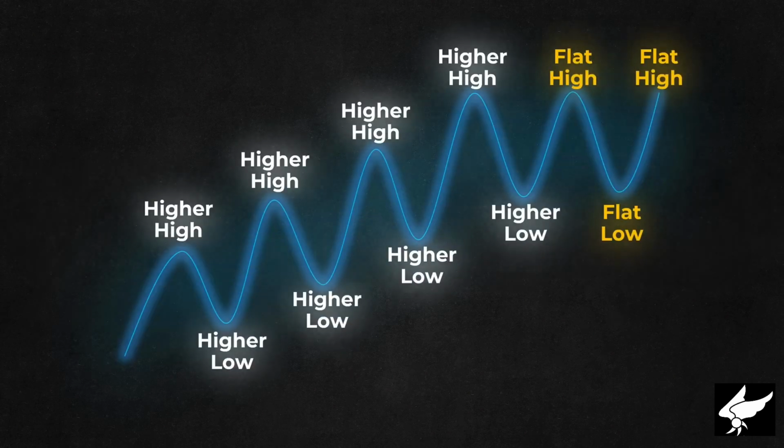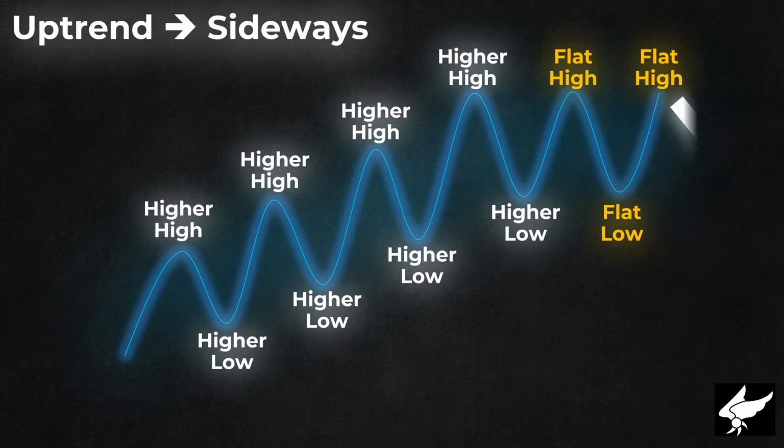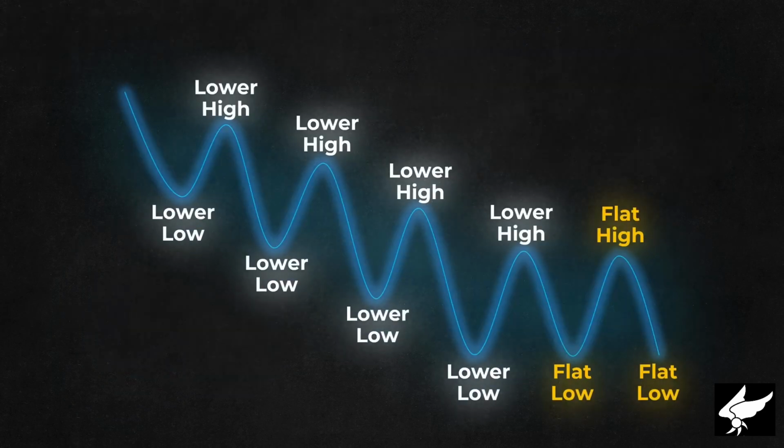In this illustration, we can observe the transition from an uptrend to a sideways market just by observing this relationship between highs and lows. In the trendy part of the movement, price is creating higher highs and higher lows. As soon as price starts to create flat highs and flat lows, we have a sideways market, which might lead to a reversal, but it also might lead to a continuation in certain cases. In this other illustration, we can see the same pattern in a downtrend.